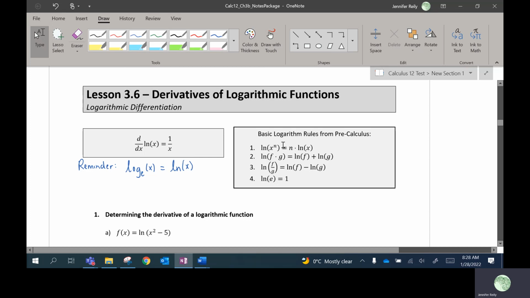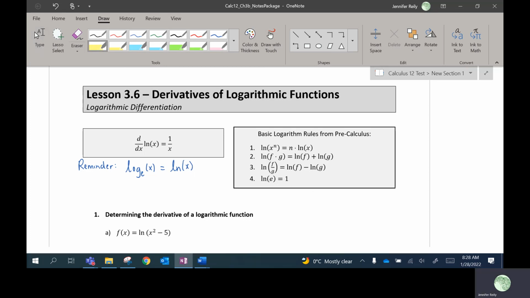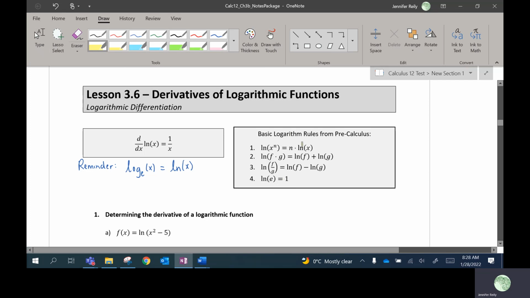On the right-hand side are not calculus rules, they're rules from pre-calculus involving logarithmic expressions. So just kind of review those. You should have learned these in your pre-calculus class, and we're going to be using them today.